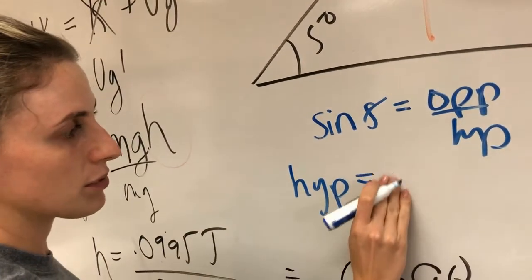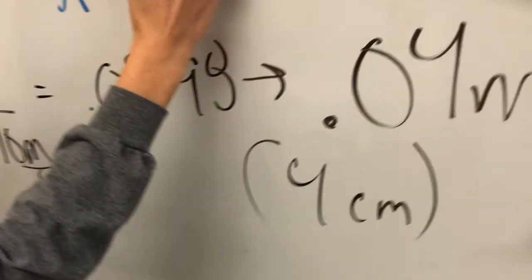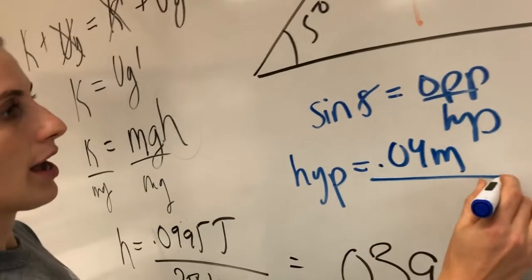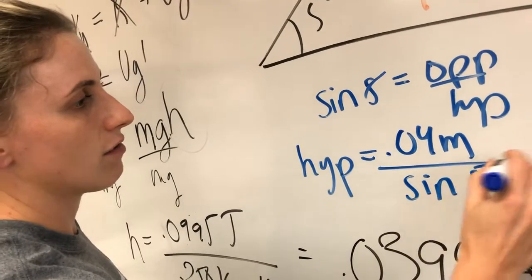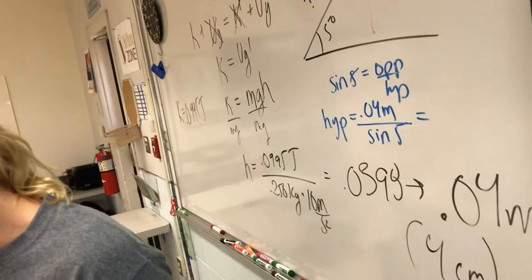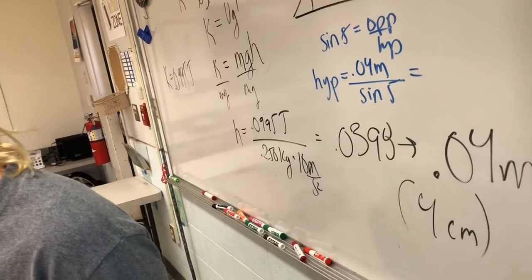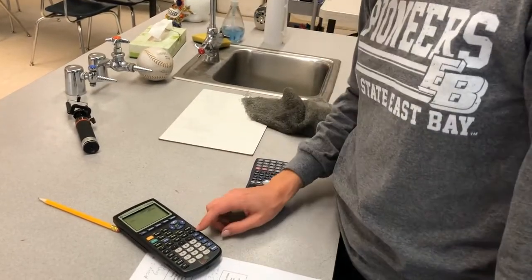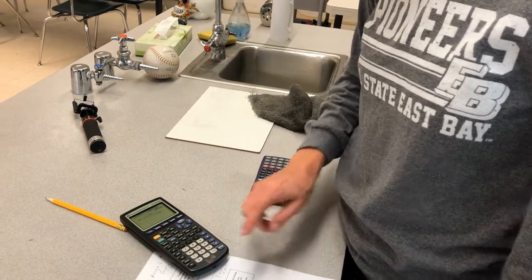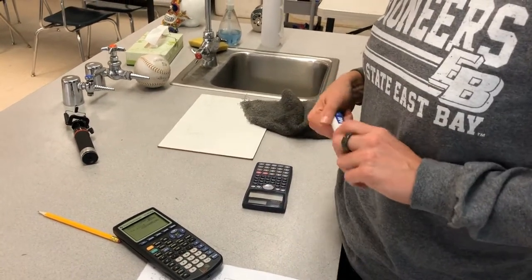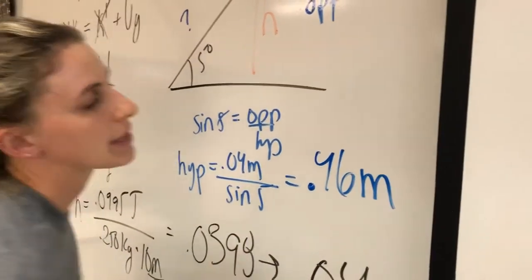What was my opposite? We're going to call it 0.04 meters divided by the sine of 5. So 0.04 divided by the sine of 5, and I get 0.46 meters, so almost half a meter. Okay, so shall we see how we do?